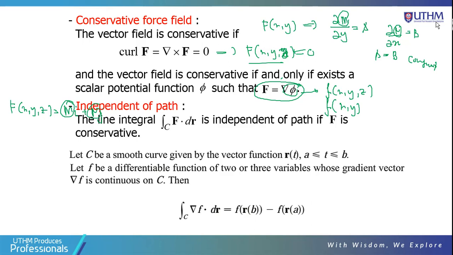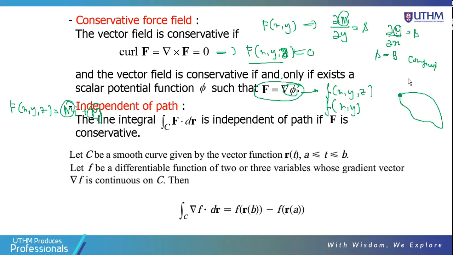So the line integral for a conservative vector field is independent of the path. That means no matter what the curve is, whatever curve we get, as long as the end points stay the same, the start and end points are the same, this one we call a conservative vector field.